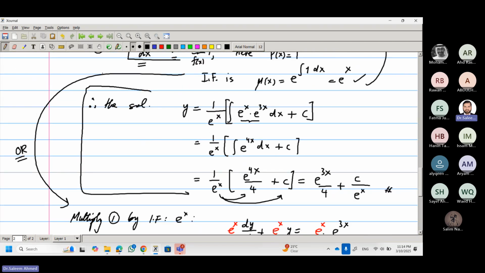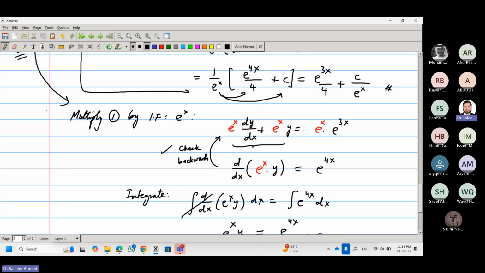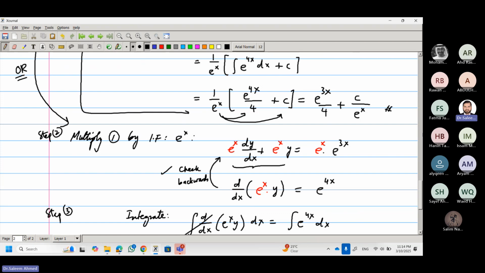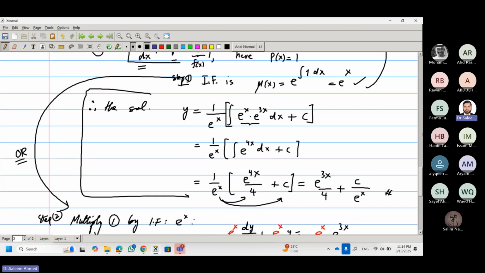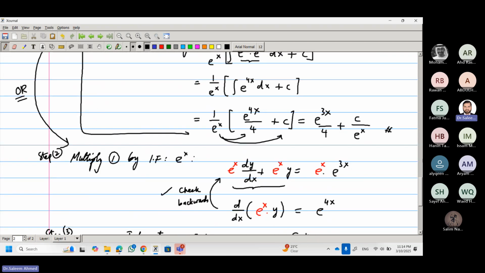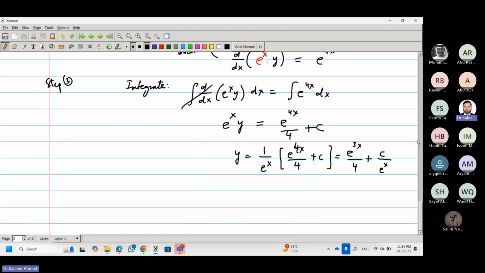If you use the 3 steps, step 1 is finding the integrating factor. Step 2 is multiplying the integrating factor with the equation, and step 3 is integrating the resulting equation. So this is your linear equation. And if a condition is given, you can find the value of c, for example if an initial condition (IC) is given.